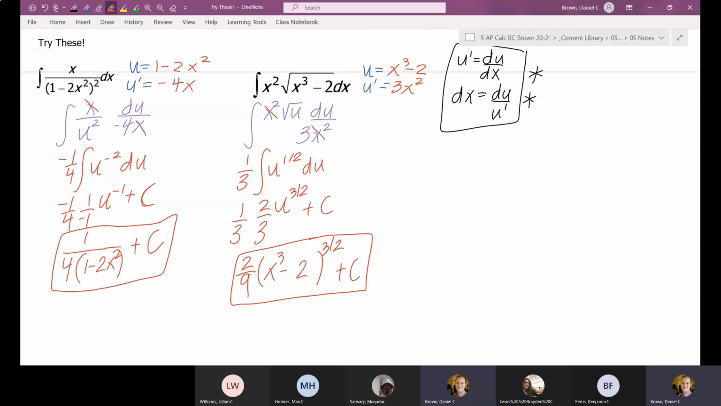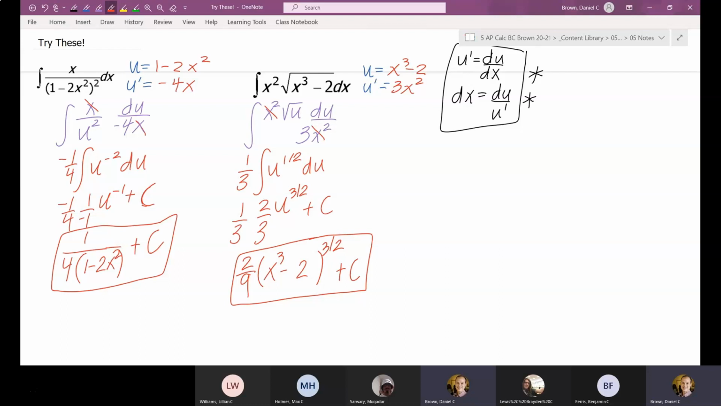So in that first one, if I let u be 1 minus 2x squared, u prime becomes negative 4x. So doing my substitution, dx is du over u prime, and then we have x over u squared. The x's cancel, which is ultimately what we want. There would be a negative 1/4 coefficient that we need to worry about, and 1 over u squared, the same thing as u to the negative 2.